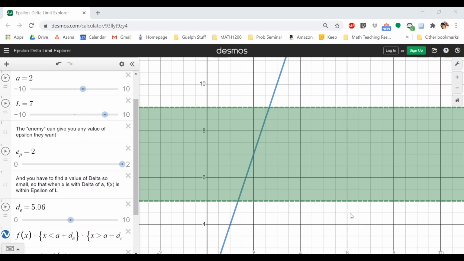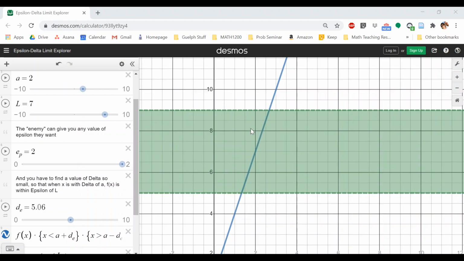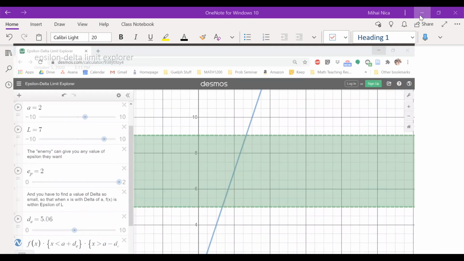Okay, so I wanted to do a quick little recap of this little Desmos thing I made. I called this the epsilon-delta limit explorer, and we did it a little bit last week, but I wanted to just go over it again more slowly in case you were confused by what's going on. So what is this thing doing? What is the point of this Desmos thing?